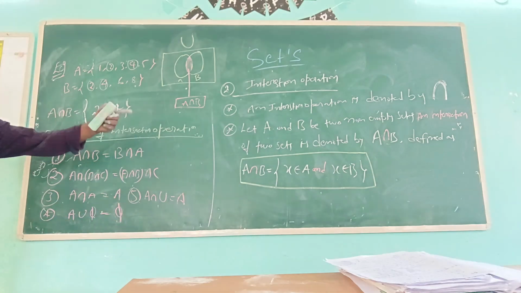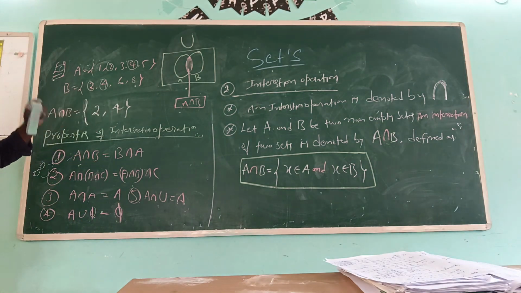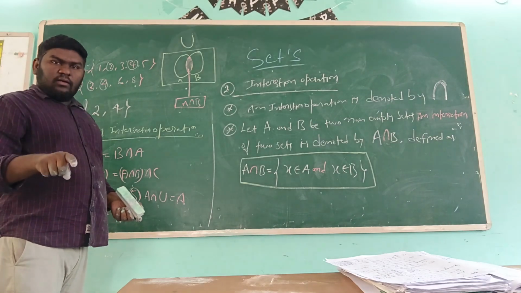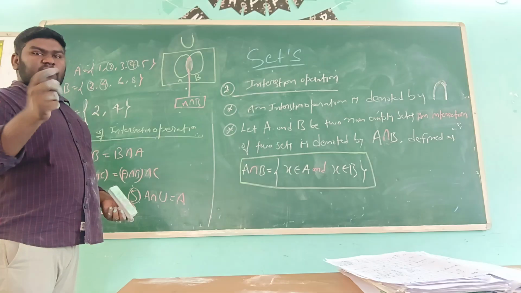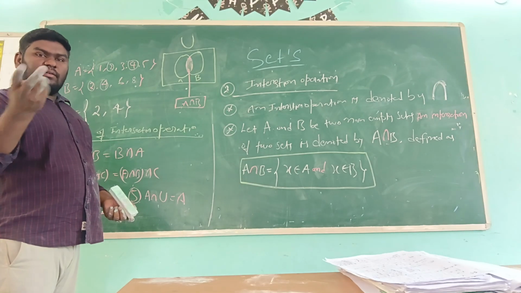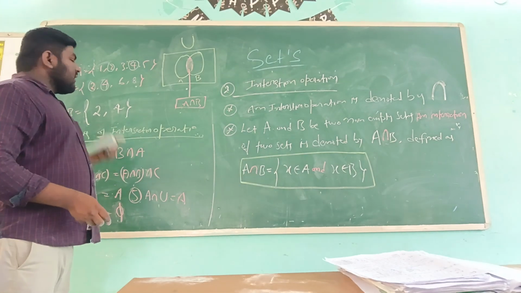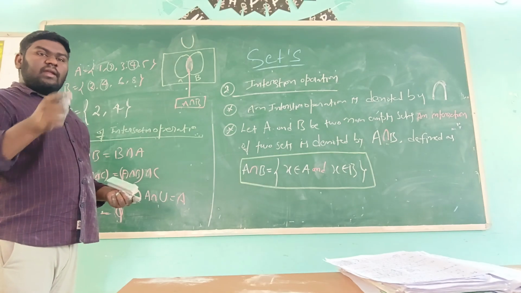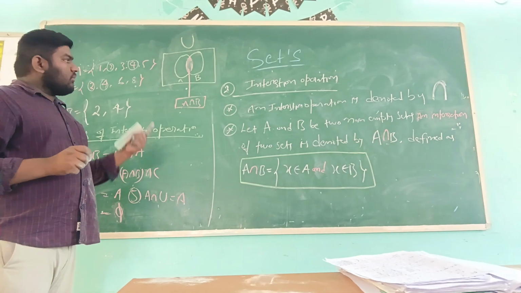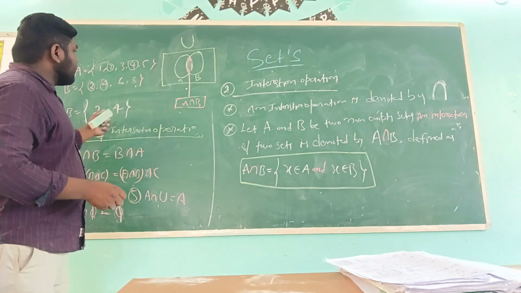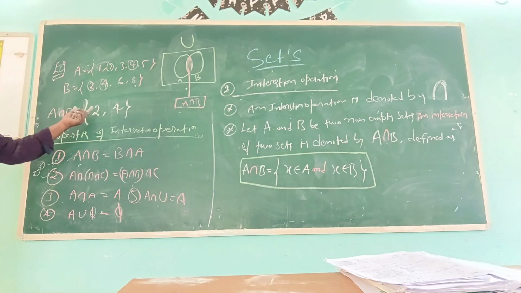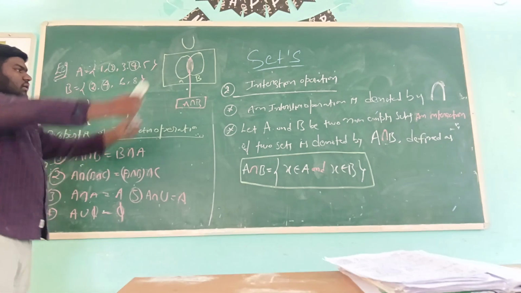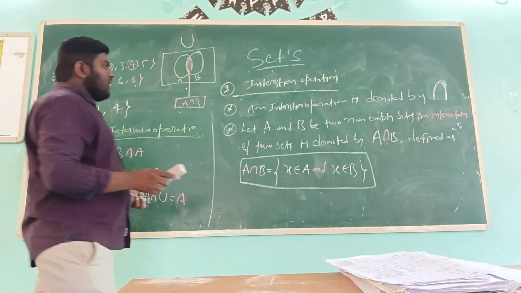Only one thing you need to learn: the union operator. The remaining is the same as intersection. Union means X belongs to A or X belongs to B or X belongs to both. But the intersection operator means X lies in both sets. Understood? Any one we can take for union, but both we take for intersection. Understood? This is called the intersection of two sets. Now we will go for the difference of two sets.